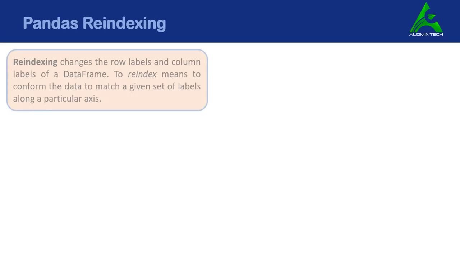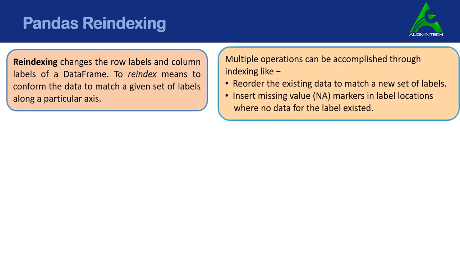Let's get started with pandas reindexing. So reindexing changes the row labels and column labels of a data frame. To reindex means to conform the data to match a given set of labels along a particular axis. Using reindexing, we can perform multiple operations, like reordering the existing data to match a new set of labels. Also, we can insert missing values, that is NaN markers, in label locations where no data for the label exists.